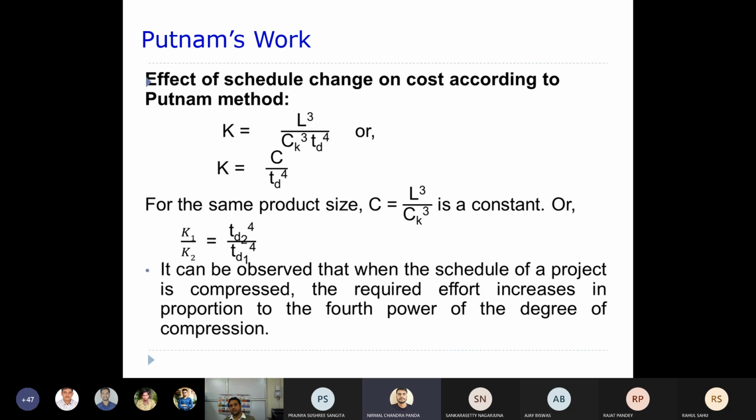So it is 16 times. Because of just halving your schedule, the cost is now increasing 16 times. Now you can understand. This is the way: if you want to reduce a little delay, I mean you want to compress the schedule by a smaller quantity, your cost will increase exponentially. That means by the power of 4. So you should be very careful about this.